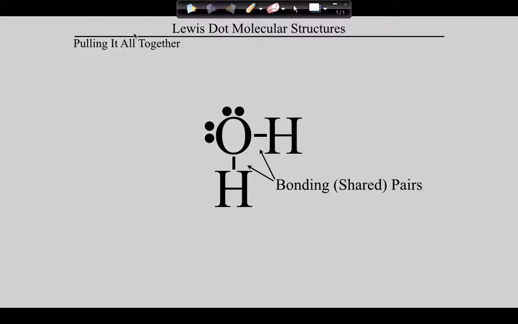And then guys, these electrons on the left are what are called non-bonding or lone pairs of electrons. One of the things that you've got to be able to do today, guys, is count the number of shared and lone pairs of electrons on the central atom. And we'll talk more about that as we go.